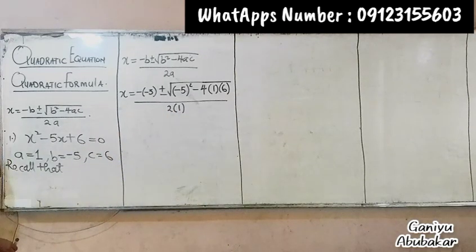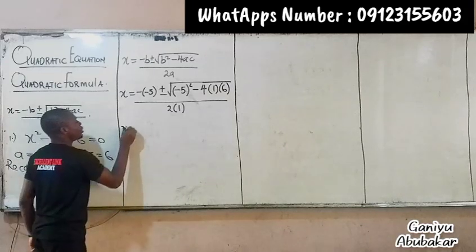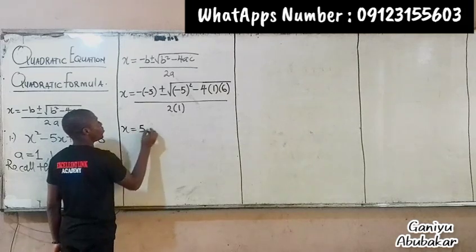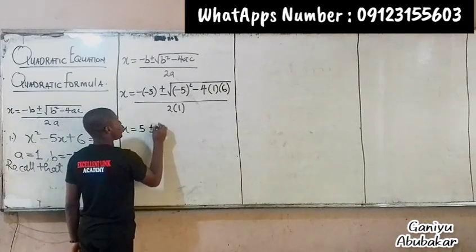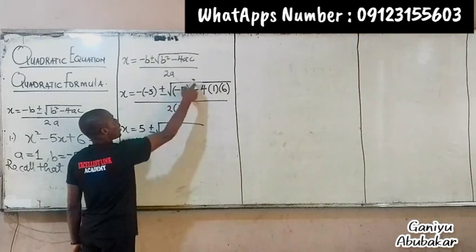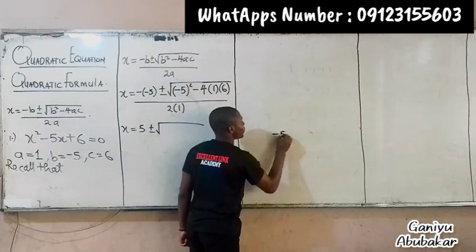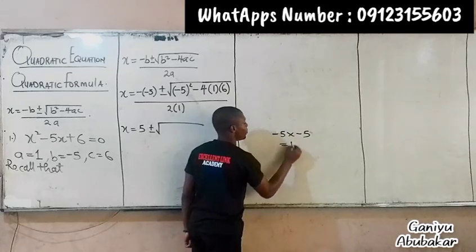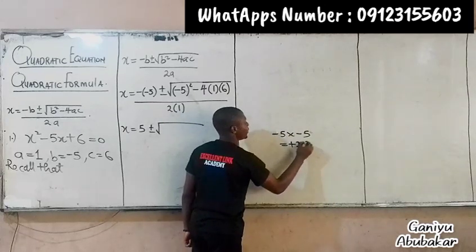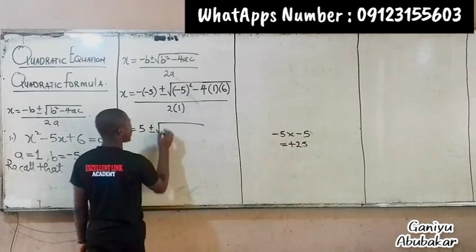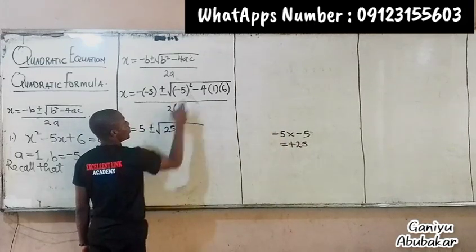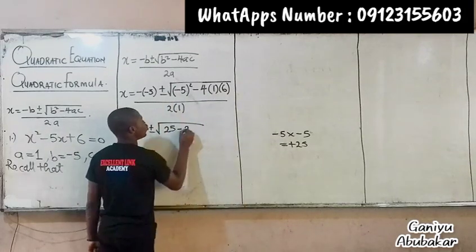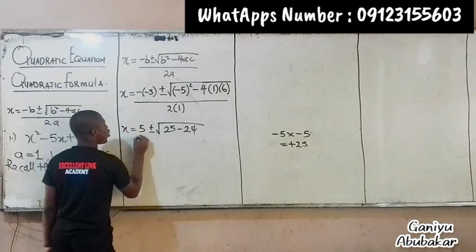Next, x is equal to, minus becomes what then? Plus. I have 5 plus or minus a square root of minus 5 squared. If I have minus 5 multiplying that same minus 5, minus times minus becomes plus. This is equal to 25. Negative 4 times 1 times 6 becomes 24. I'm left with this all over 2 times 1.